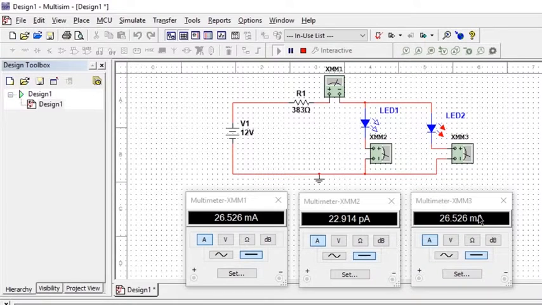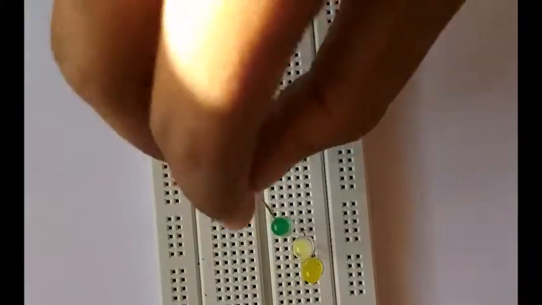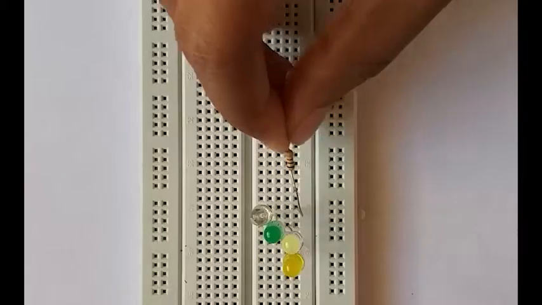Let us see the breadboard equivalent to check these. Let us look at the series circuit. Connect the negative of one LED to the positive of the other. Likewise for as many LEDs as you wish. This forms the series circuit.